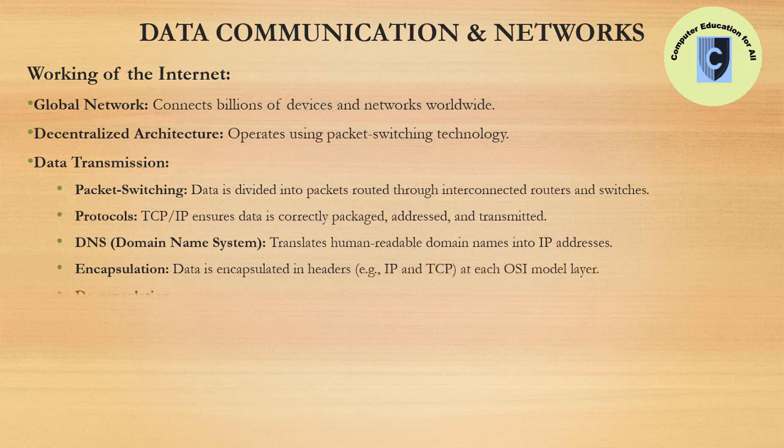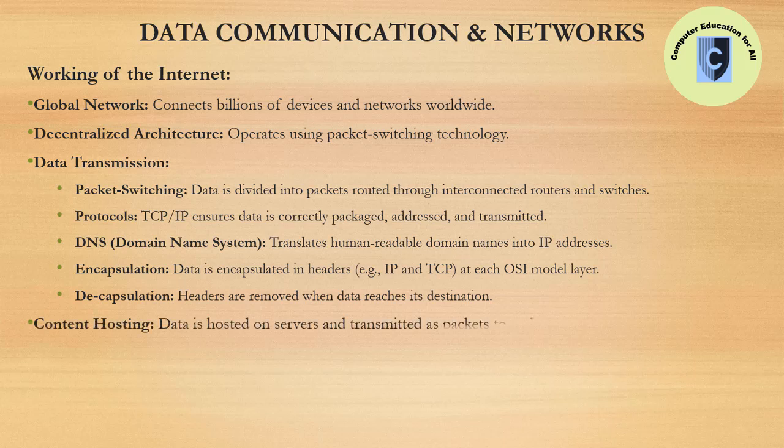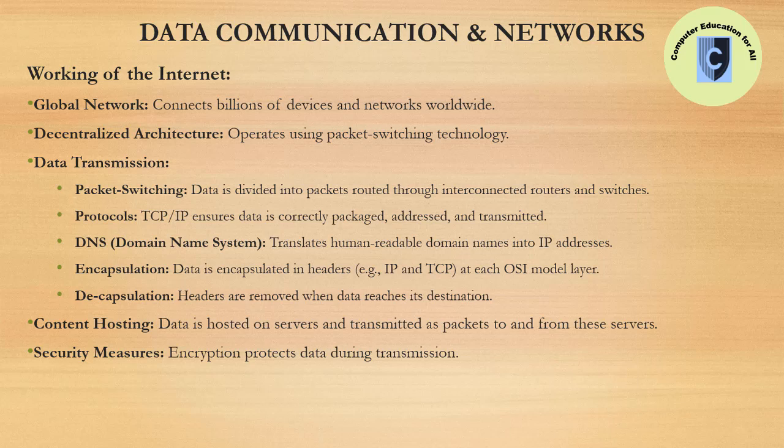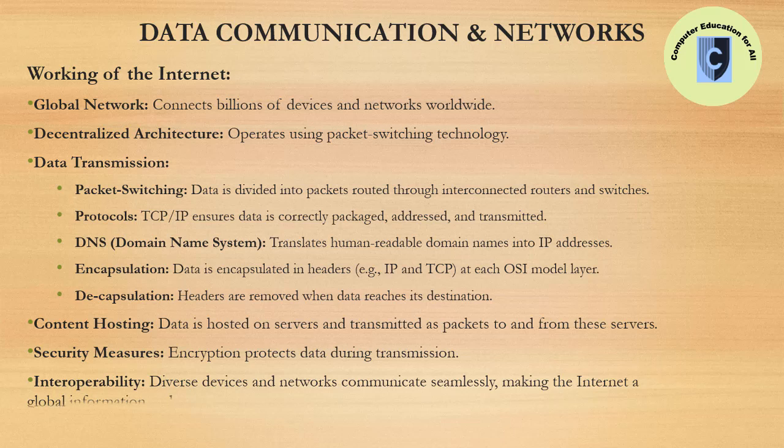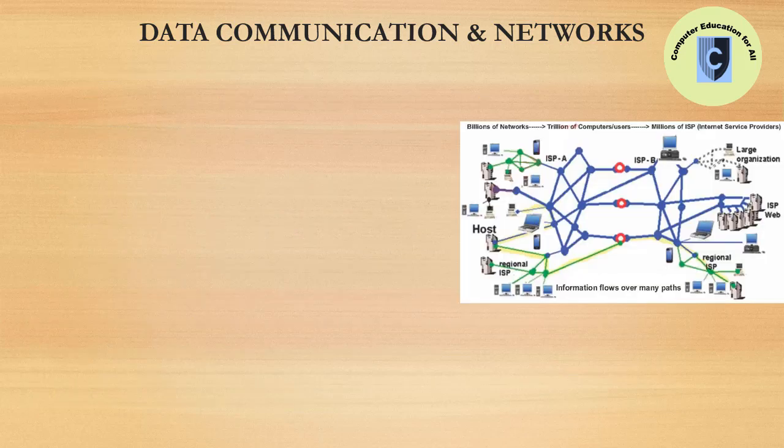As data travels through the network, it is encapsulated in headers at each layer of the OSI model, such as the IP and TCP headers. When the data reaches its destination, these headers are removed through a process called decapsulation. Security measures like encryption protect data during transmission. The Internet's interoperable design allows diverse devices and networks to communicate, making it a global information and communication platform.